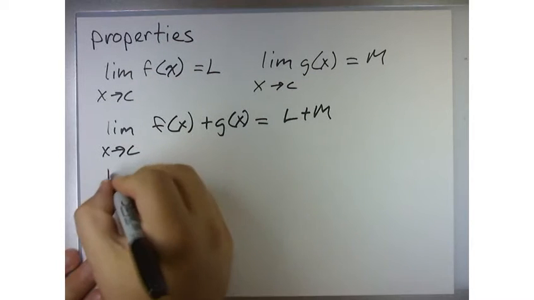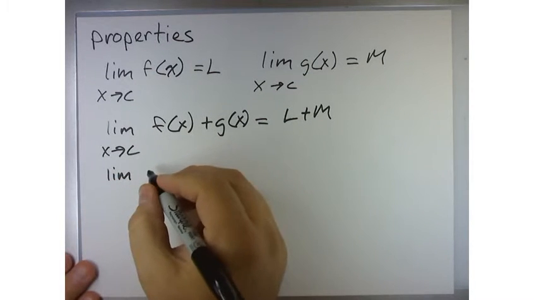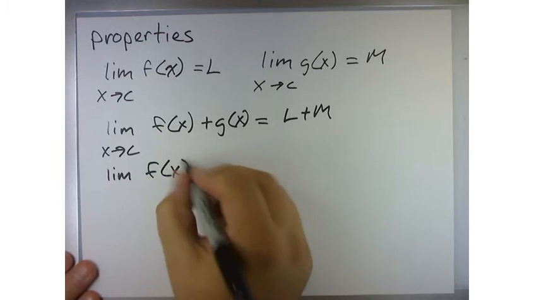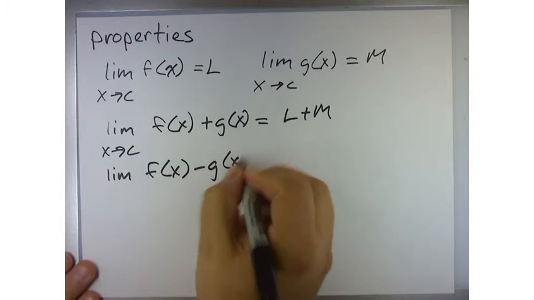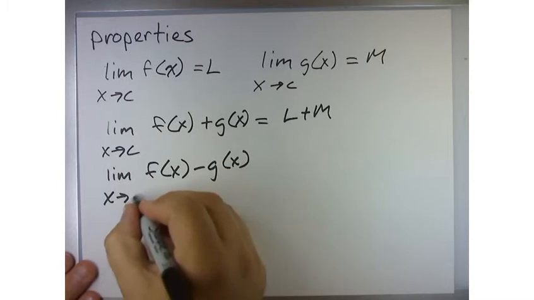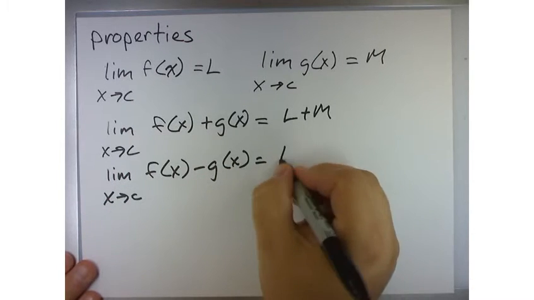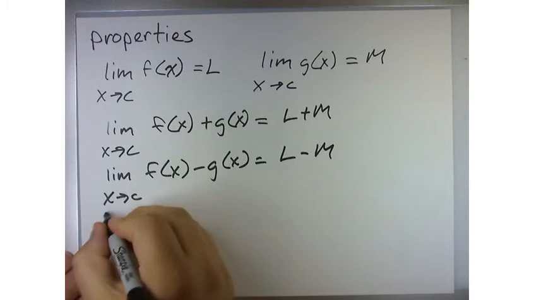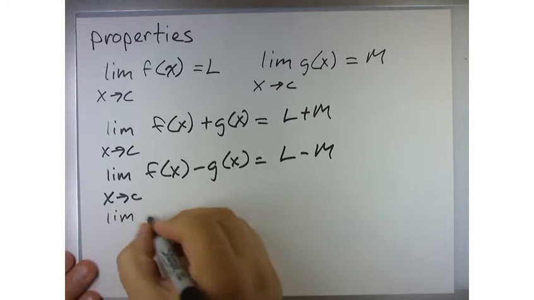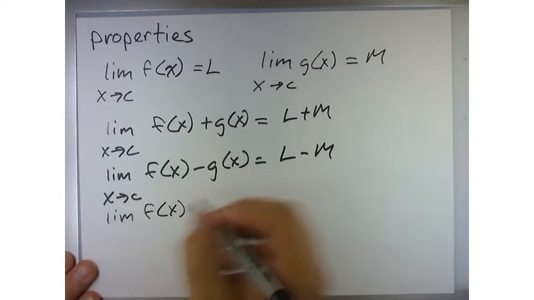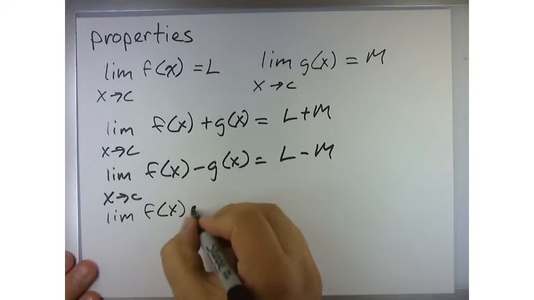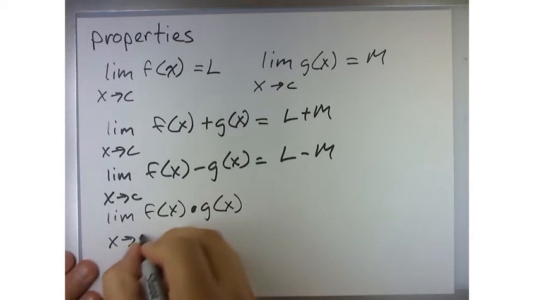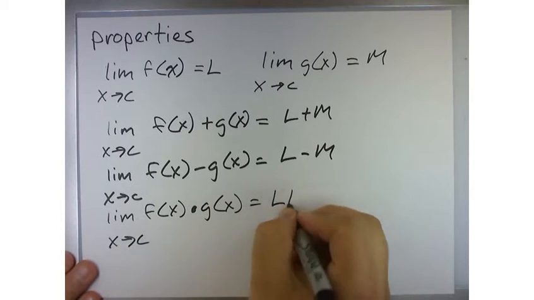Another property is that when we're subtracting, it's really kind of the same as adding. So if I did the same thing but I was subtracting the functions, then it would just be L minus m. Now if I were to multiply these, in other words, if I were to say the limit of the function f times the limit of g, it's equal to L times m.